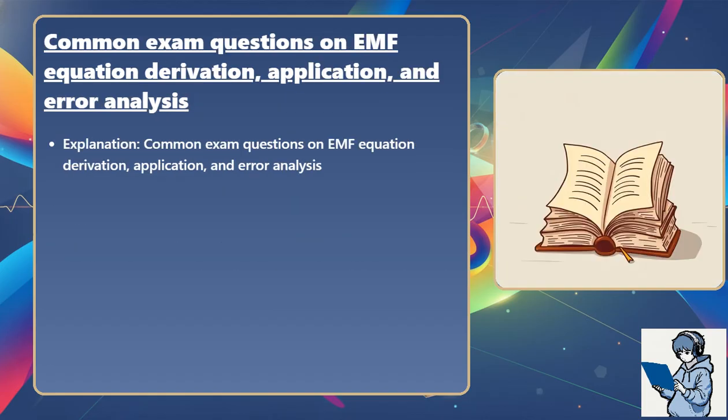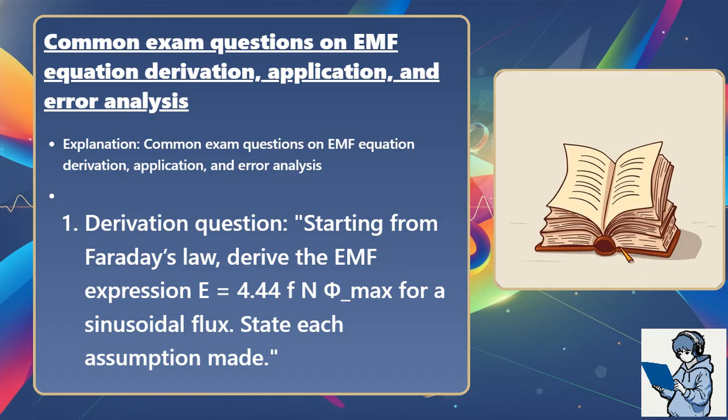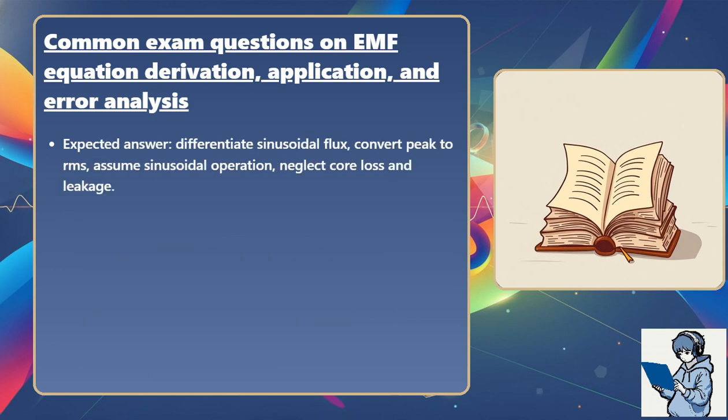Explanation: common exam questions on EMF equation derivation, application, and error analysis. 1. Derivation question: starting from Faraday's law, derive the EMF expression E equals 4.44 F N phi max for a sinusoidal flux. State each assumption made. Expected answer: differentiate sinusoidal flux, convert peak to RMS, assume sinusoidal operation, neglect core loss and leakage.